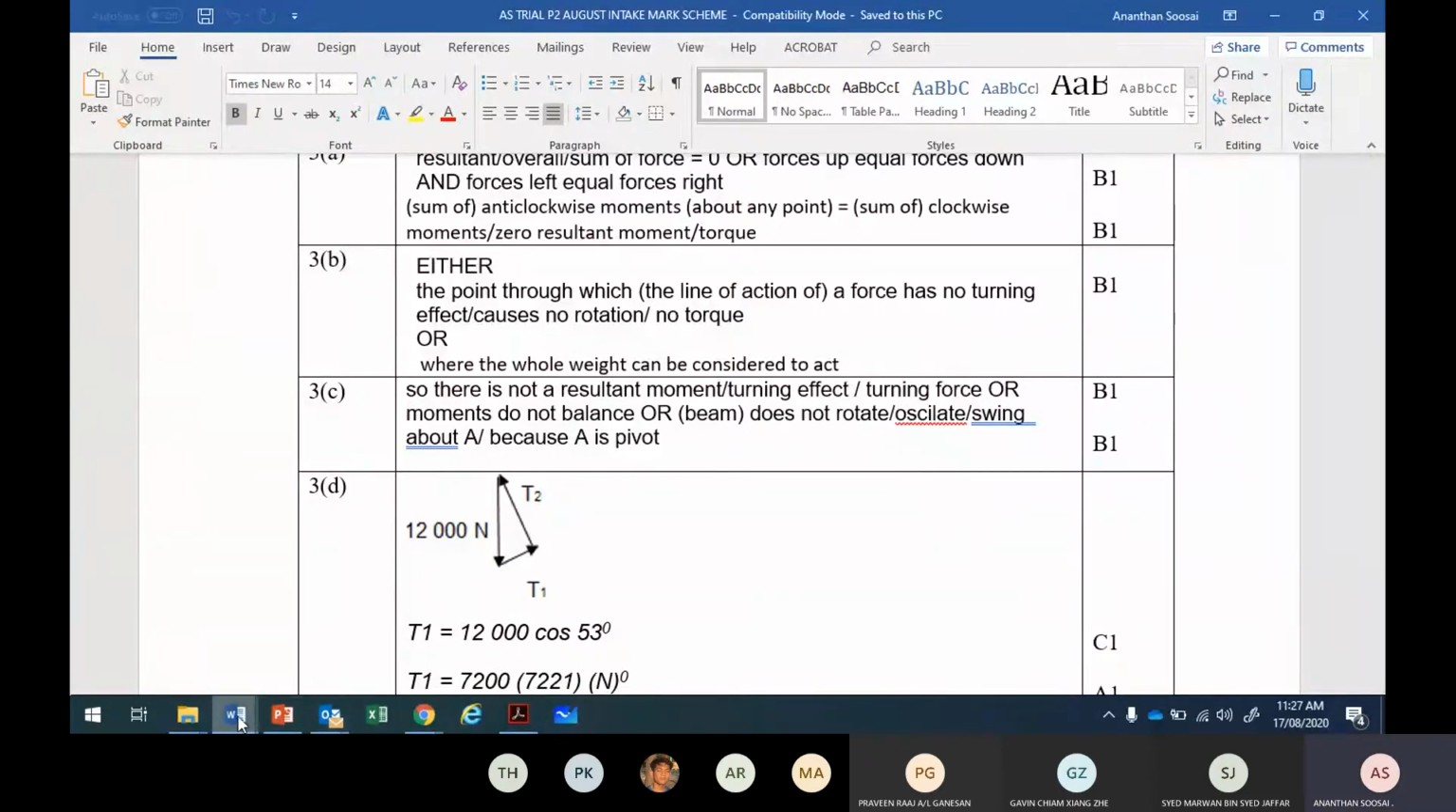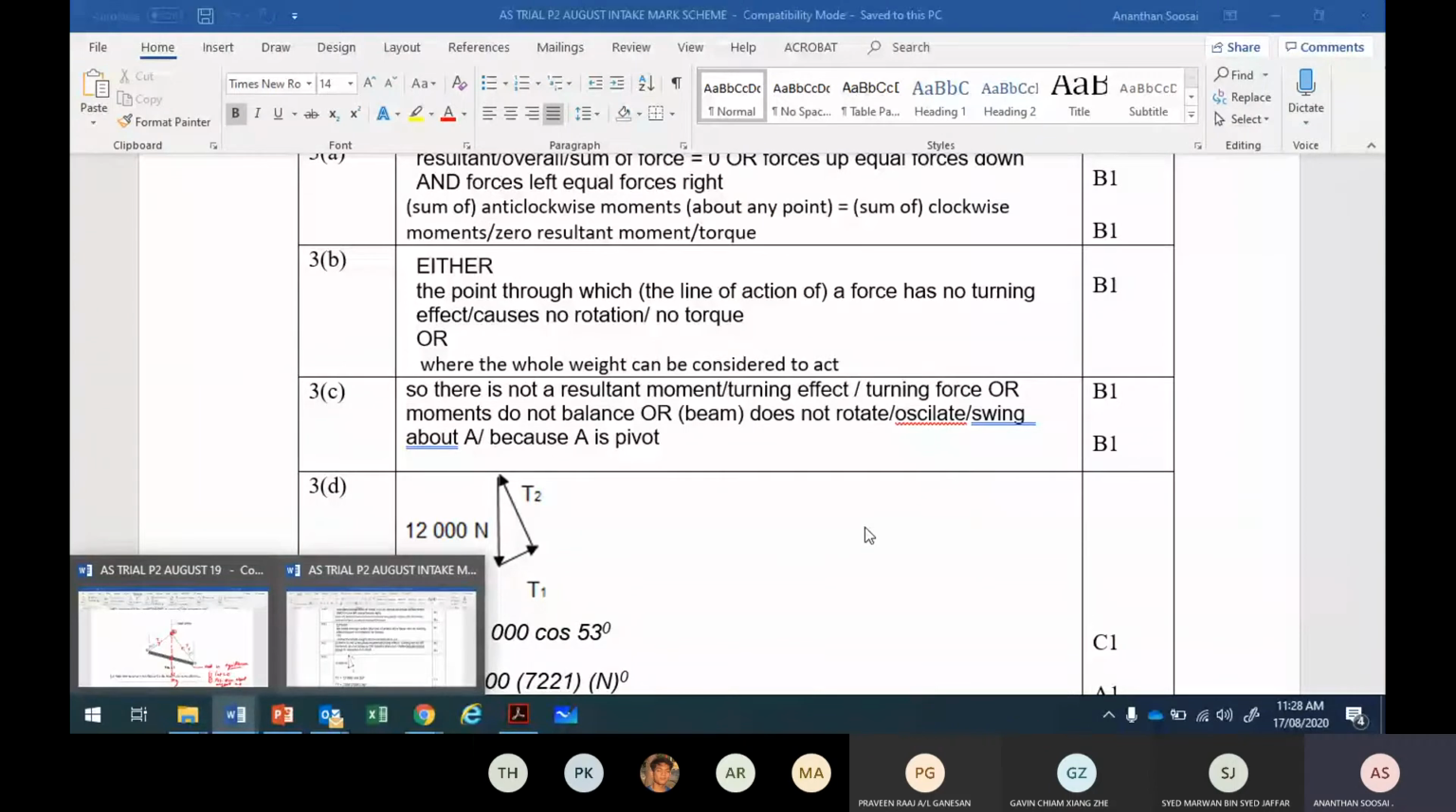Teacher, can I say that point A is the concurrent point? What do you mean by concurrent point? Like all the forces intersect at that point. Oh yes, okay.